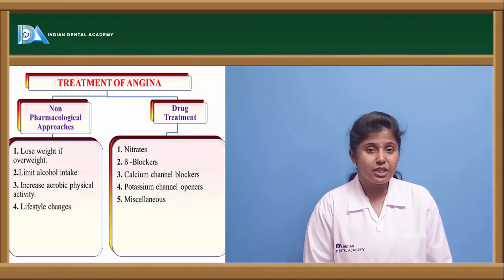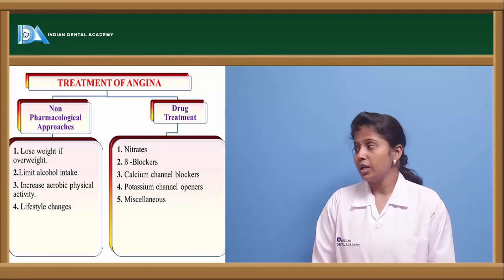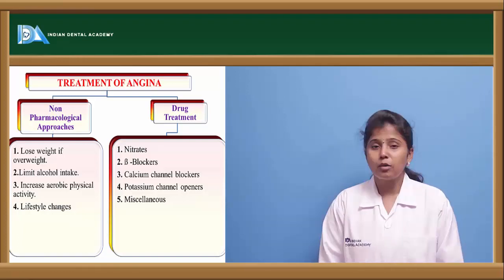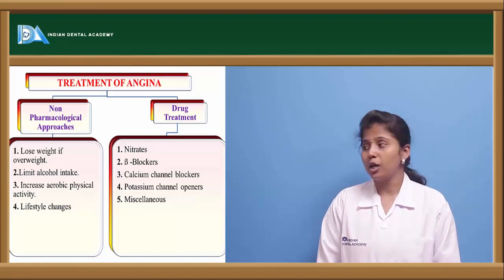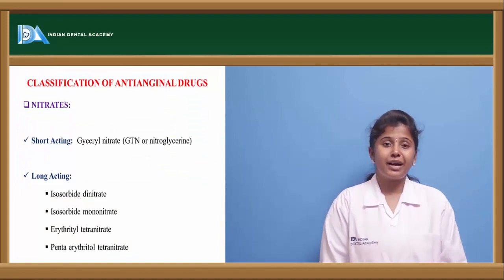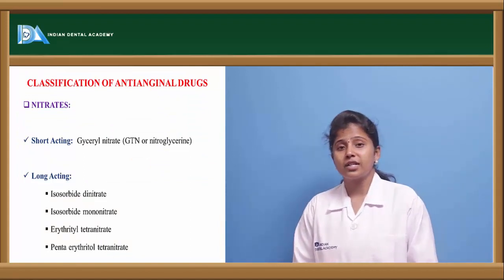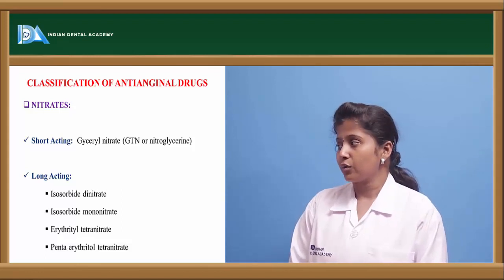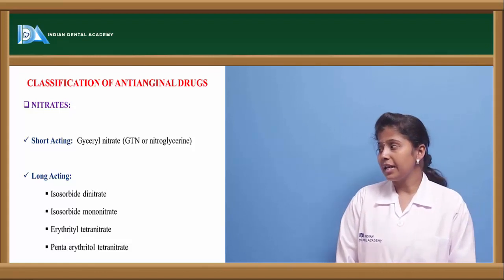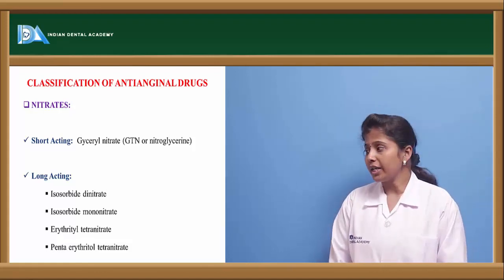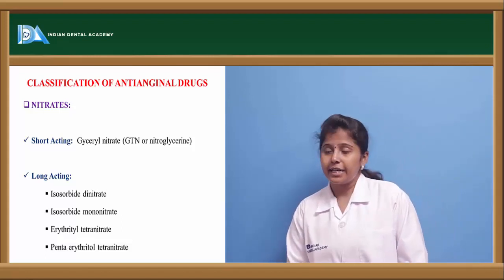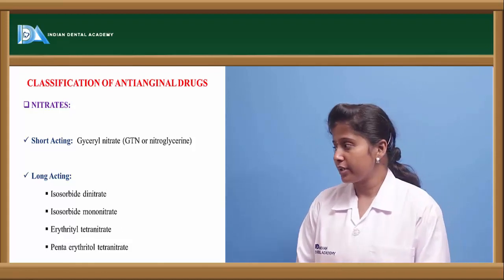And if the person is having angina, what are the drug treatments we have to give? So there are various drugs like nitrates or organonitrates, beta blockers, calcium channel blockers, potassium channel openers, and various other drugs. So let us see the classification of anti-anginal drugs. First category of drugs are nitrates or organonitrates. The drugs under this category are short-acting drugs like glyceryl nitrate or nitroglycerin, and long-acting drugs like isosorbide dinitrate, isosorbide mononitrate, erythrityl tetranitrate, and pentaerythritol tetranitrate.